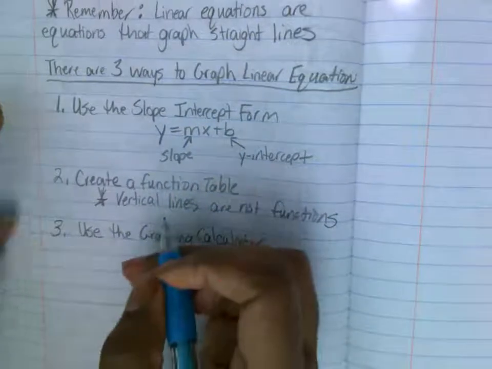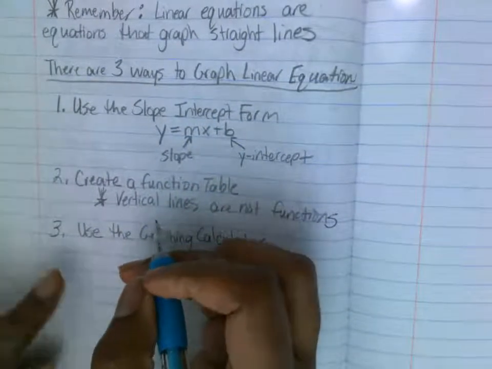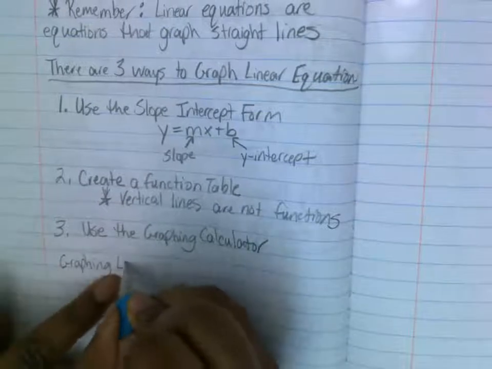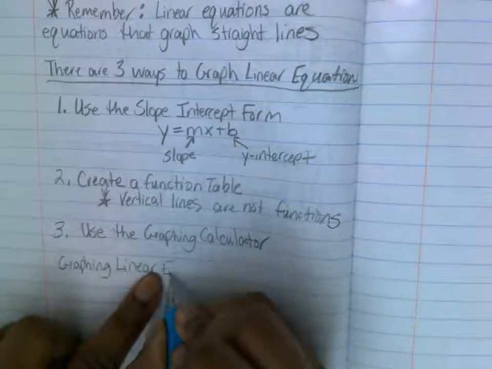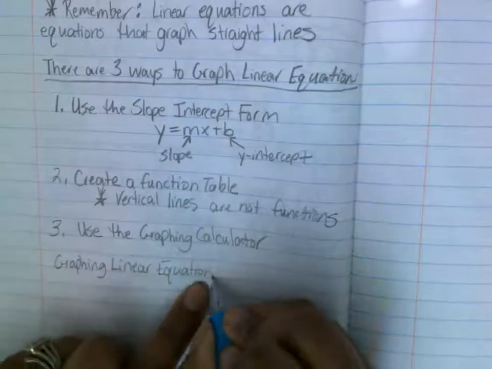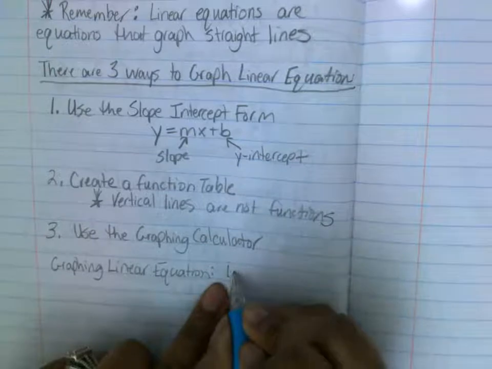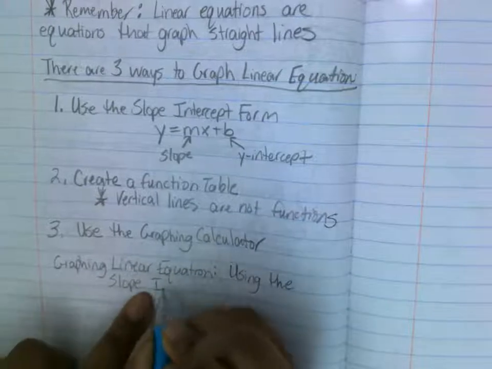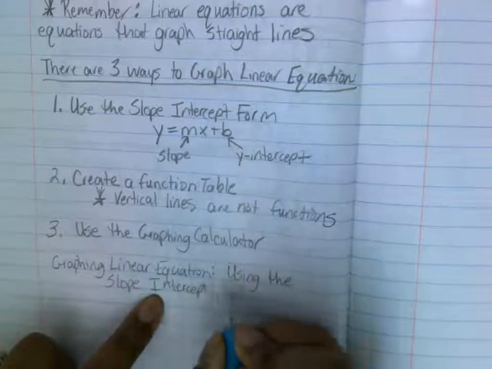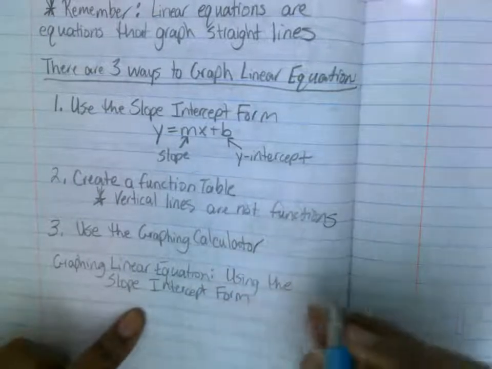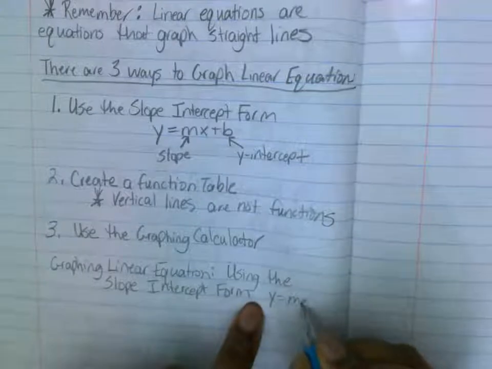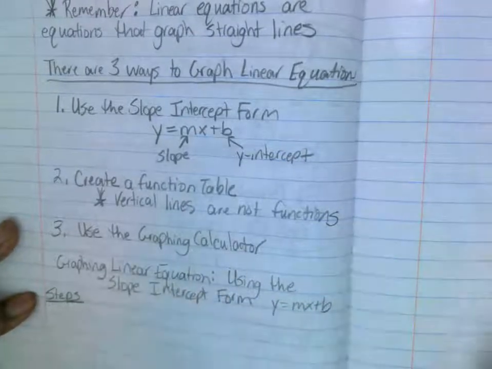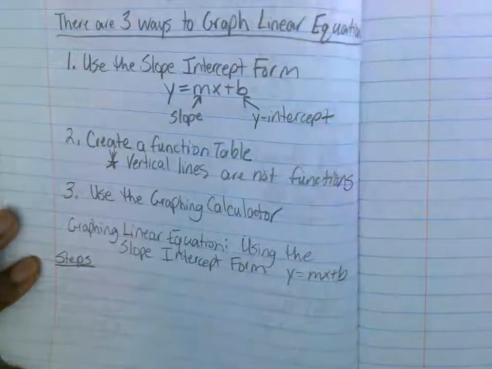So now the first way we're going to talk about is graphing linear equations using the slope-intercept form, which again is y equals mx plus b. These are your steps.